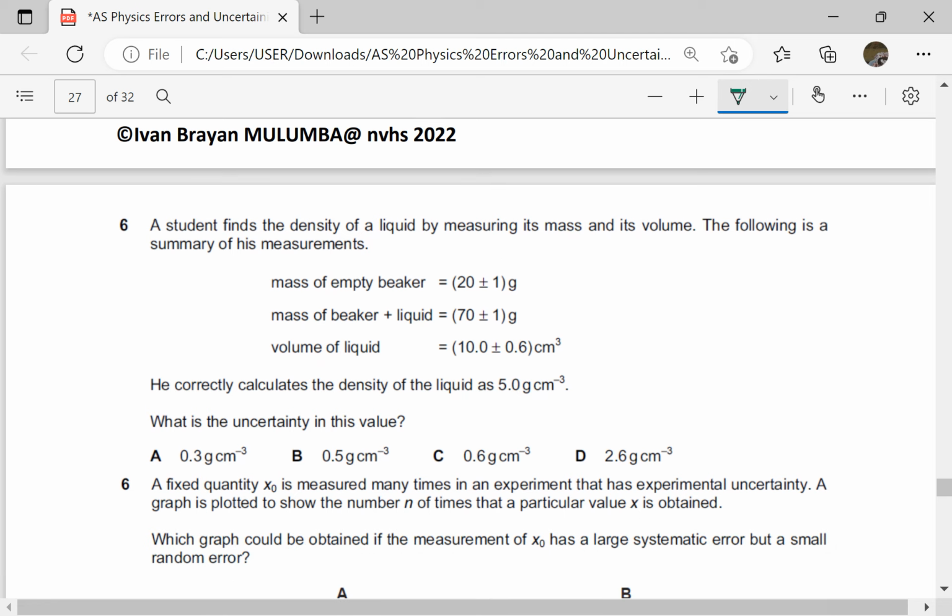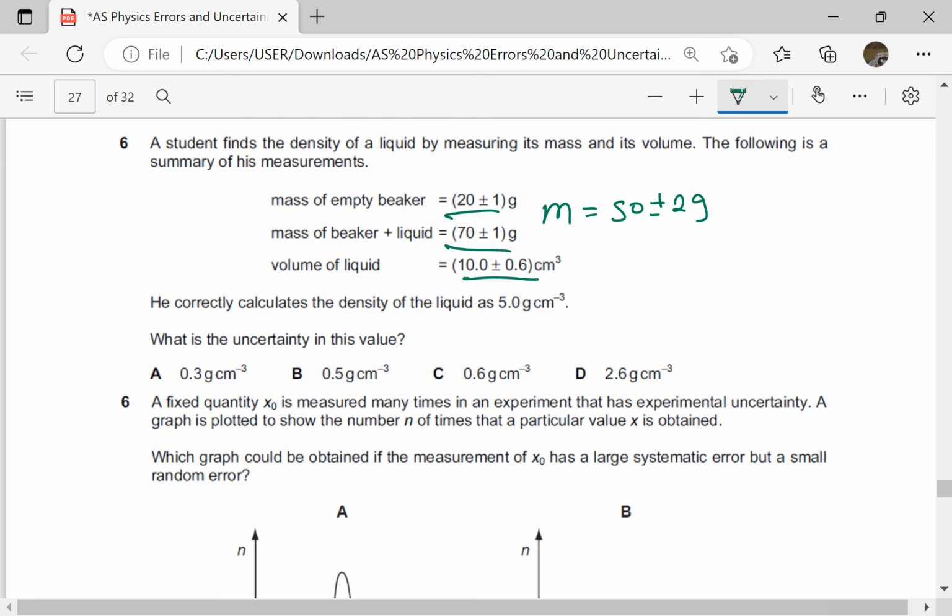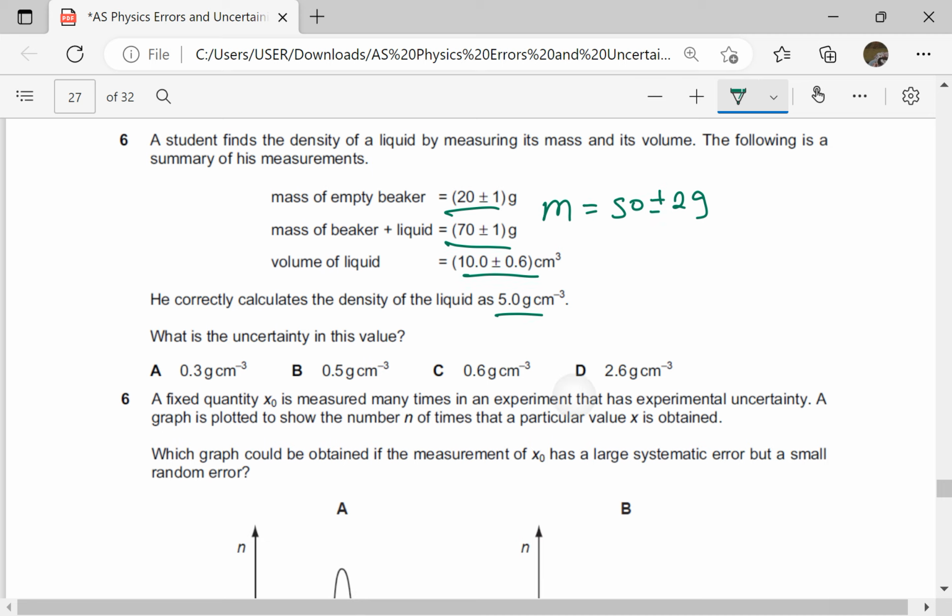A student finds the density of a liquid by measuring its mass and its volume. The following is a summary of his measurements. They have the mass of the empty beaker, mass of the beaker plus liquid. That means mass of the liquid is going to be 70 minus 20, which is 50. The uncertainty in that mass is going to be 2 grams. We sum up the uncertainties. Then the volume of the liquid is given. He correctly calculates the density as 5.0 grams per centimeters cubed. What is the uncertainty in this value?